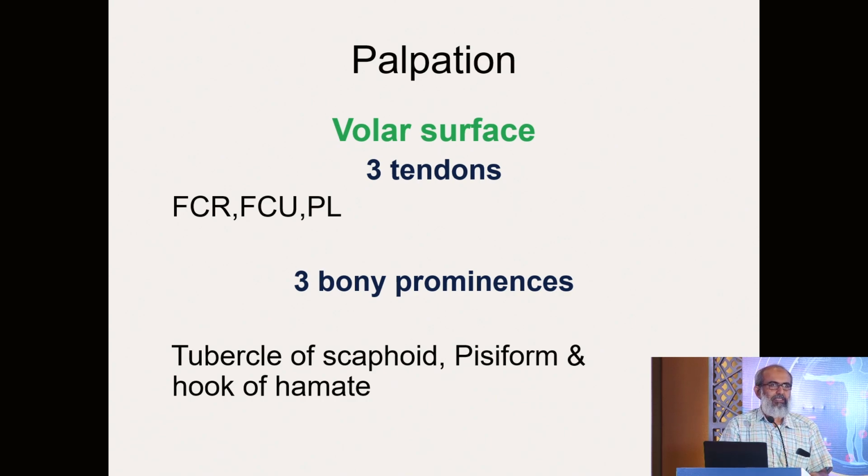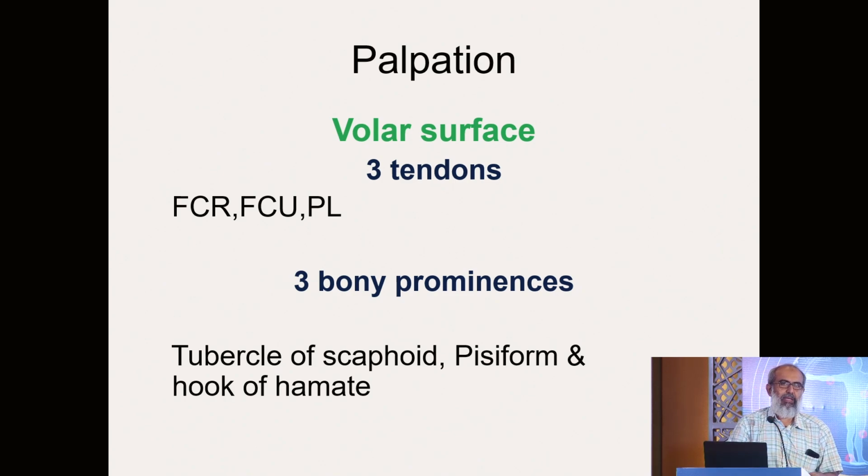Then 3 bony prominences, again easy. The tubercle of the scaphoid: where is it? The bony prominence you are touching here is the tubercle of the scaphoid. Then the pisiform, easy; this one is the pisiform. The hamate is a bit tricky. You move medially from the pisiform to this side and press. It hurts a bit. At a point you will have a solid structure beneath; that is the hook of the hamate. So these are known as the pillars on this side: the tubercle of the scaphoid, pisiform, and hook of the hamate.